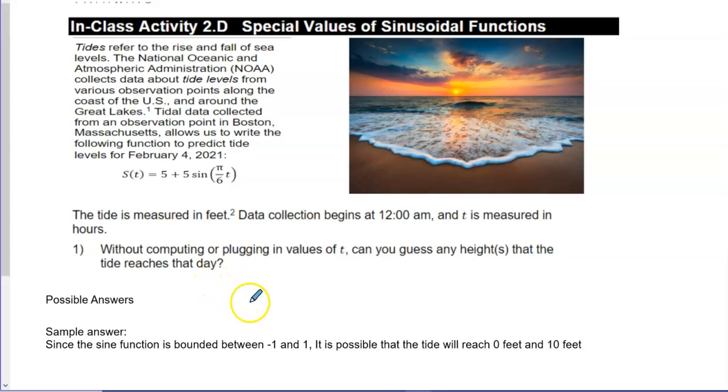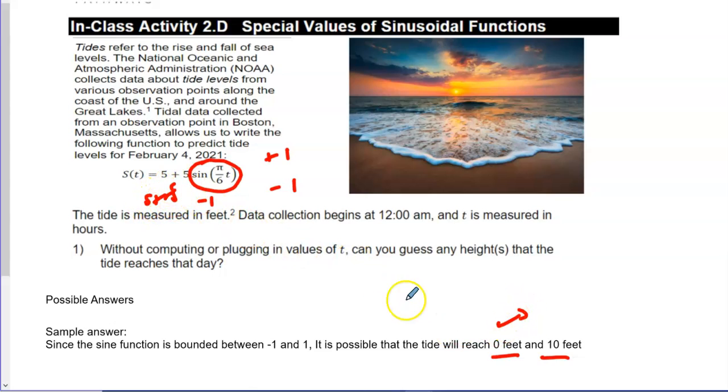Now, if you look at the sine function, one answer that I'm providing is that we will reach 0 feet and 10 feet. If you look at the sine function, this part cannot go above positive 1, or below negative 1. And so if we take the minimum value to be negative 1 for this part, then we're going to get negative 1 times 5, which is negative 5, and 5 plus negative 5 is going to be 0 feet.